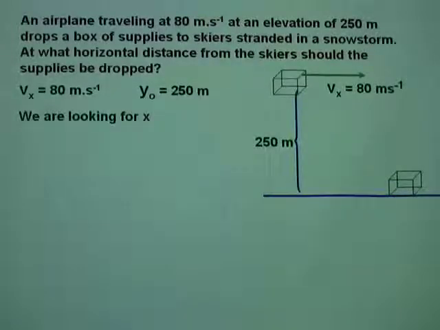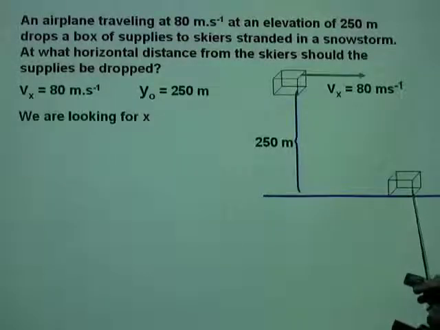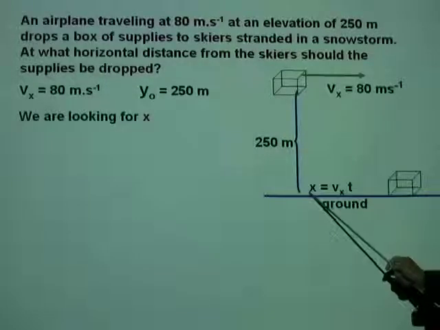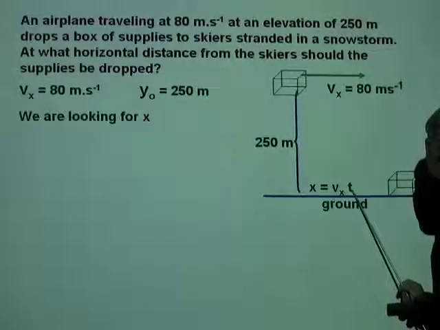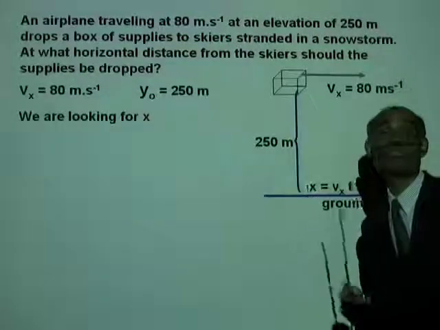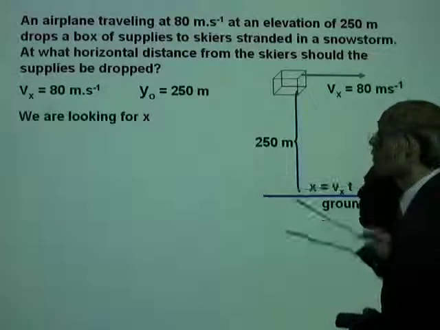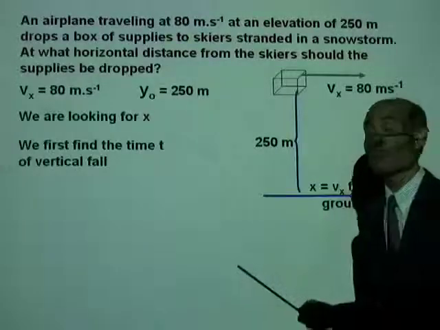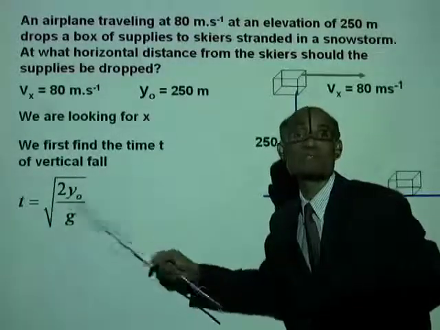Now look at the motion of that box again. It has an initial horizontal velocity. So this is how the box is going to fall. Now we need to find this x, and you know x equal to Vx multiplied by the time of fall. We know Vx, therefore we need to find the time. Well, it is very simple. Since we know y0, we can find the time of fall. What is the equation for the time of fall? T equal to square root of 2y0 over g.